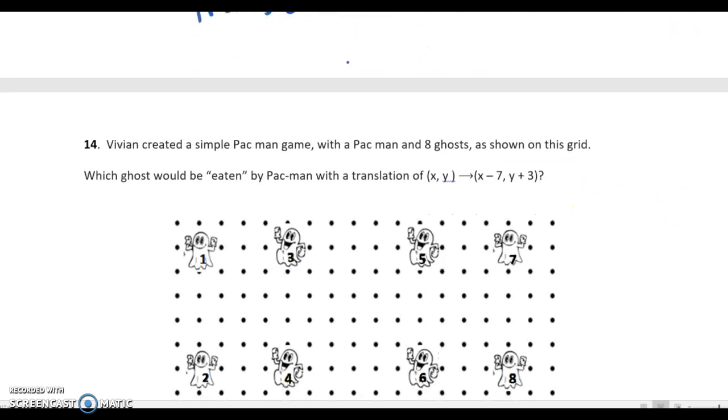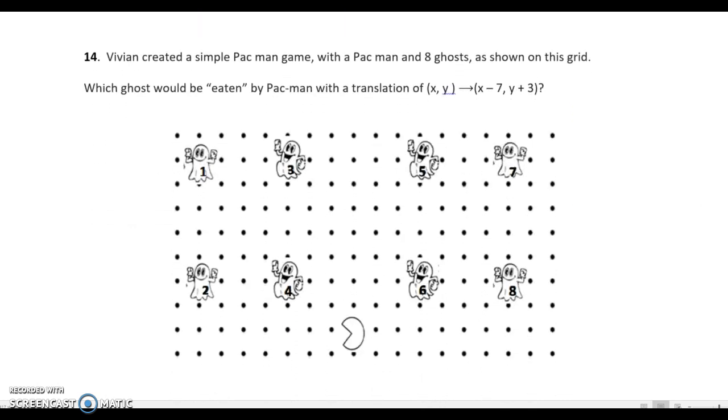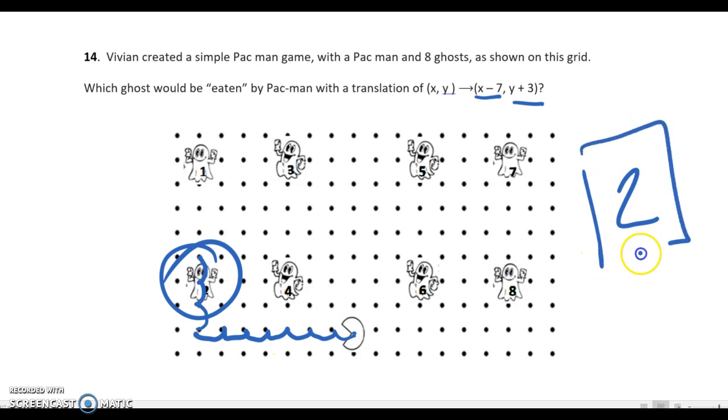Number 14 is Pac-Man, and what happens with the ghost? Who did I eat? So if I went left 7 and up 3, so this is 1, 2, 3, 4, 5, 6, 7, and up 1, 2, 3. Since I've already gone here, I have eaten ghost number 2.